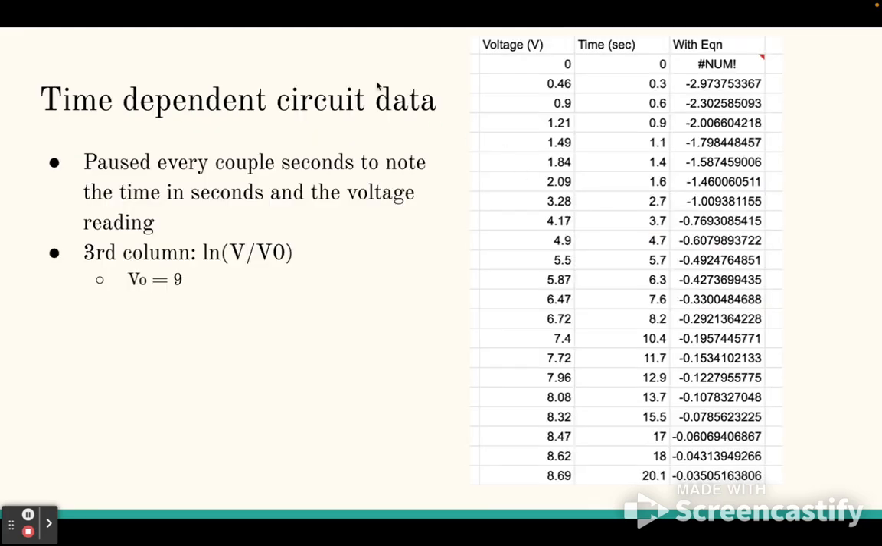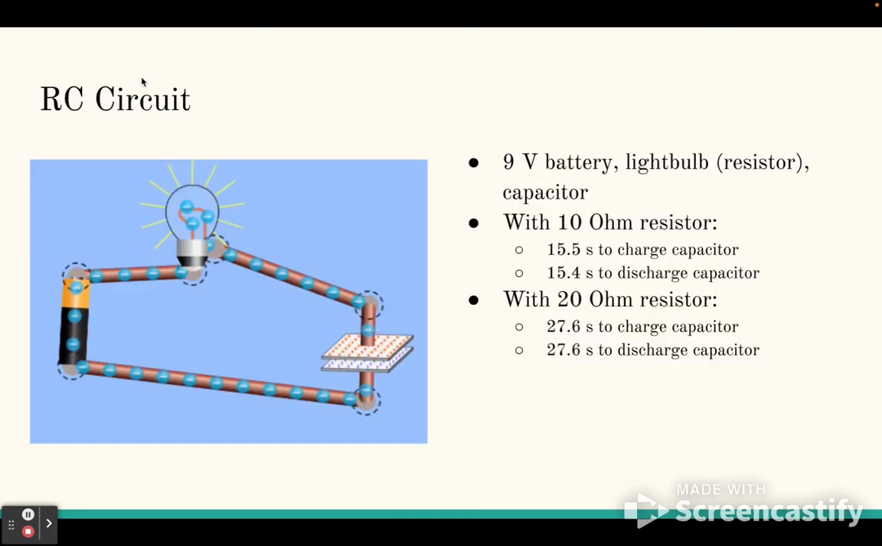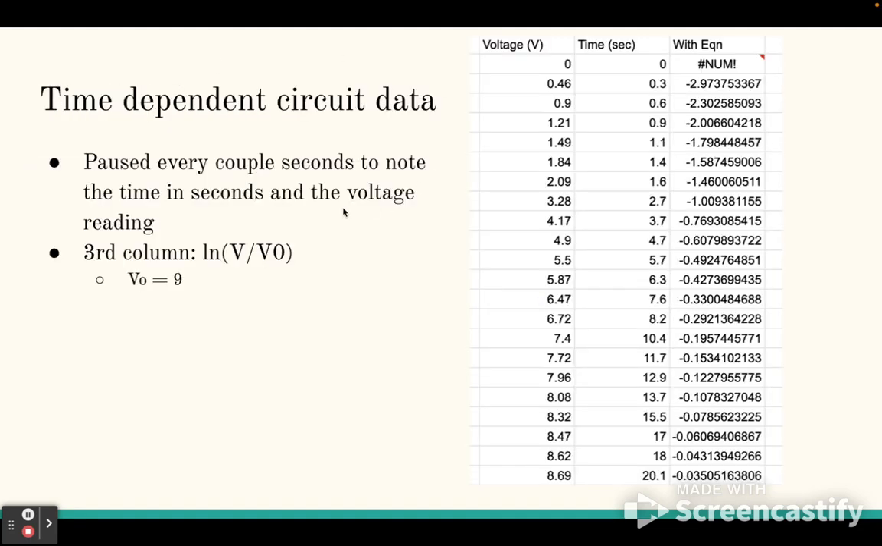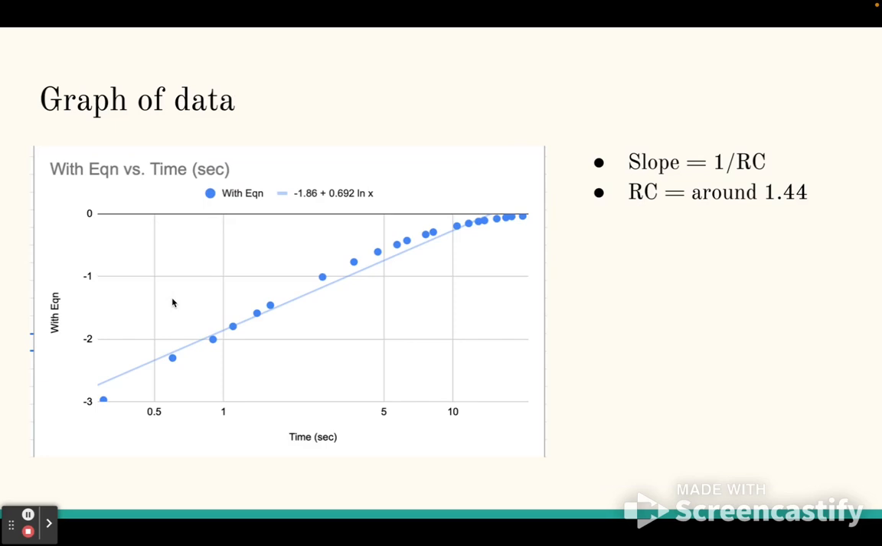So the time-dependent circuit data, basically we did this with the 20 ohm resistor, and then we paused it every couple of seconds to note the change in time in seconds and the voltage reading. So this is the voltage reading, this is the time, and then this shows the natural log of V divided by V naught, which is just 9. And then this is a graph of the data. The slope is equal to 1 over RC. So that shows that RC for this data was around 1.44.